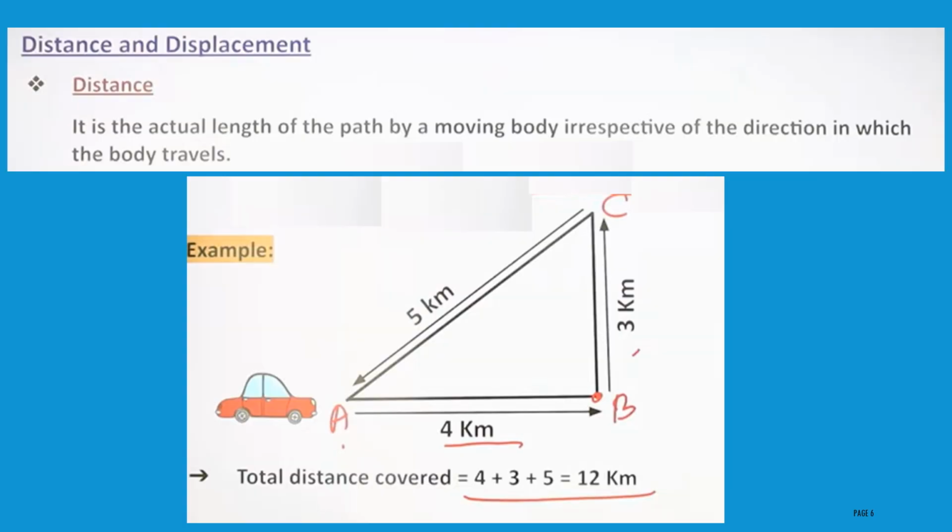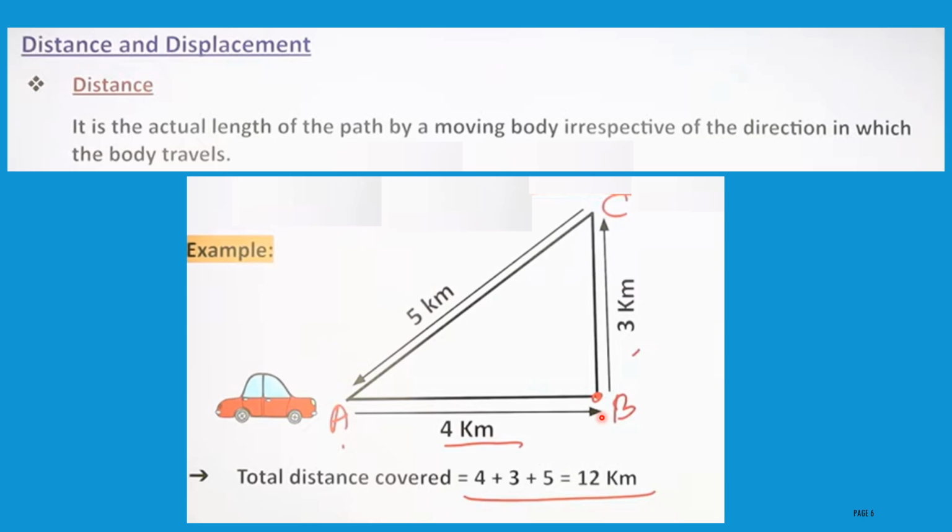Let us discuss in detail distance and displacement. Distance is the actual length of the path travelled by a moving body, irrespective of the direction in which the body travels. Let us discuss with an example. Consider a car. The car starts the journey at point A. After some time it reaches point B. Then it covers 4 kilometers.